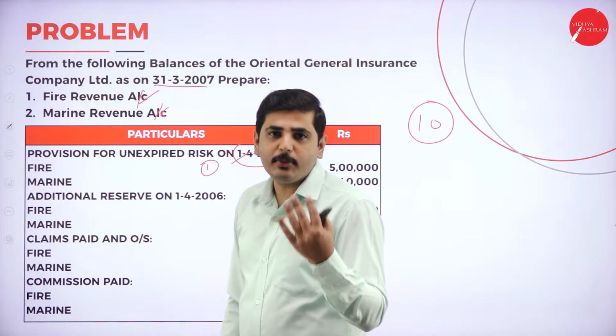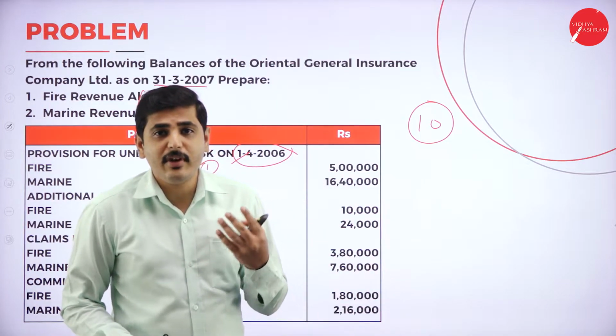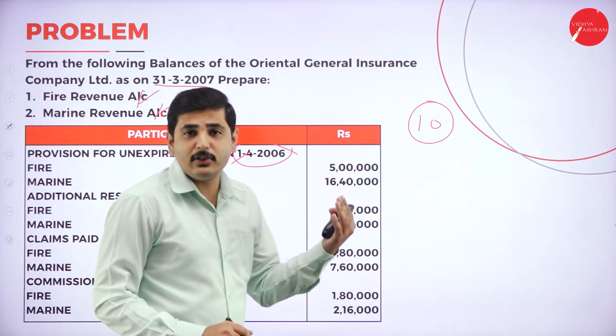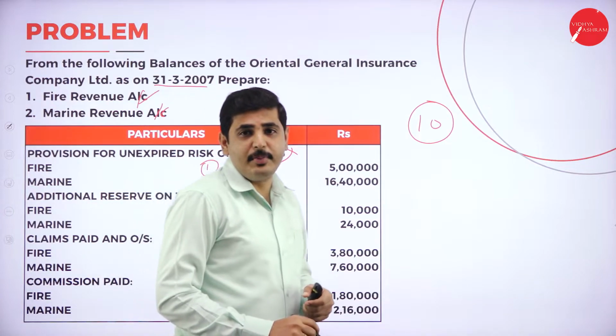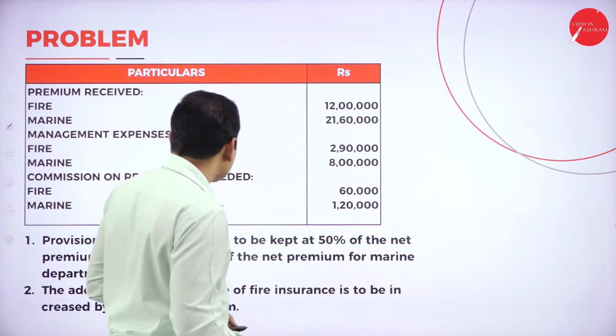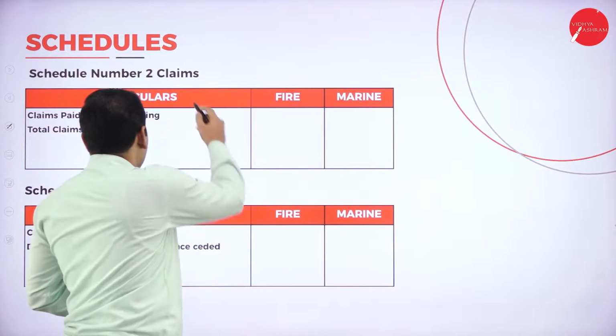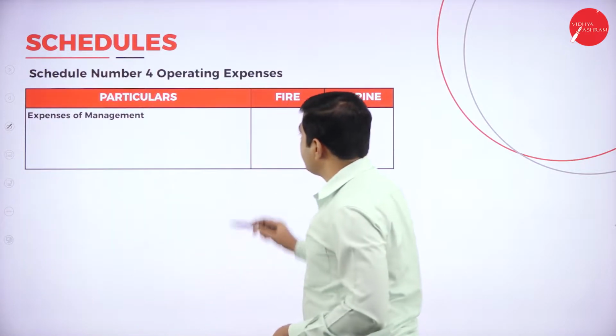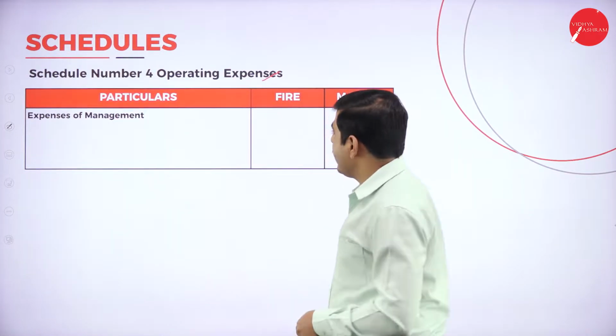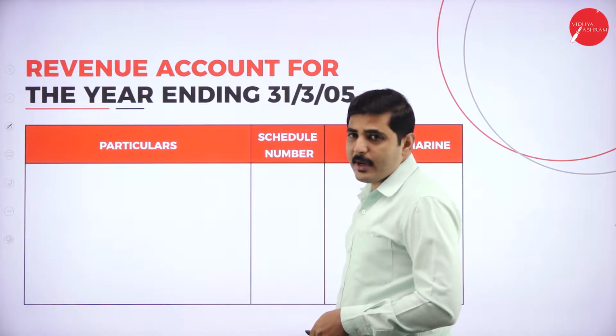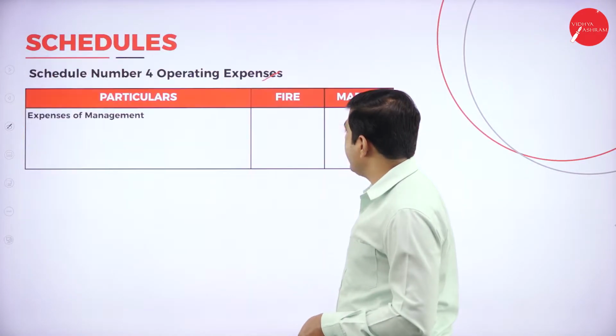You have to prepare 4 schedules here. We have to prepare 4 schedules. What are those? First one, schedule number 1, premium. Second one, schedule number 2, claims. Schedule number 3, commission. And schedule number 4, operating expenses. And after that we have to prepare the revenue account for the year ending 31st.